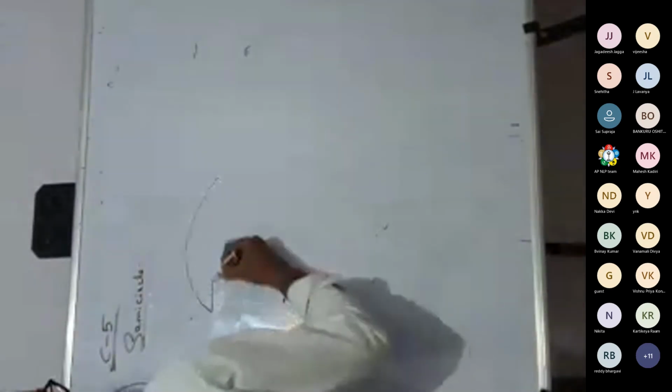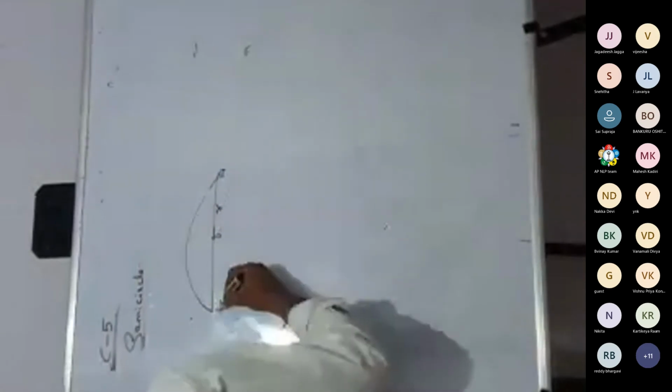The next one, concept number 5, is the semicircle. See, this is simply half a circle. From the center of the circle to a point on the circle, we call it the radius. This is a semicircle, completely.